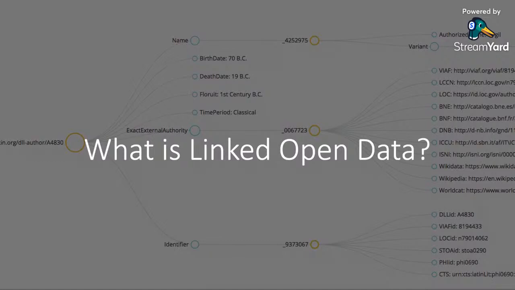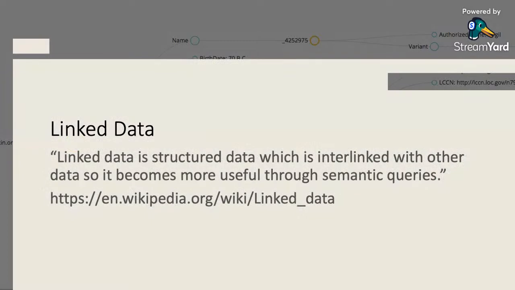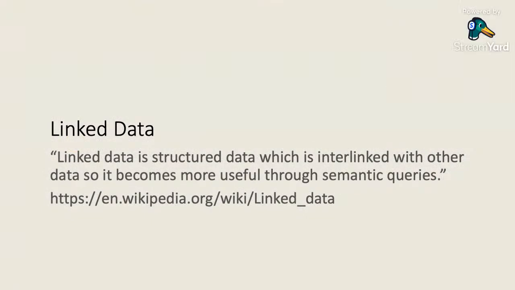Works. Thank you. Okay. Well, linked open data can be a very complex subject, and the definitions aren't particularly helpful when you look at the standard resources online. For example, at Wikipedia, you find that linked data is structured data which is interlinked with other data, so it becomes more useful through semantic queries. And linked open data is just data that is linked and openly available.